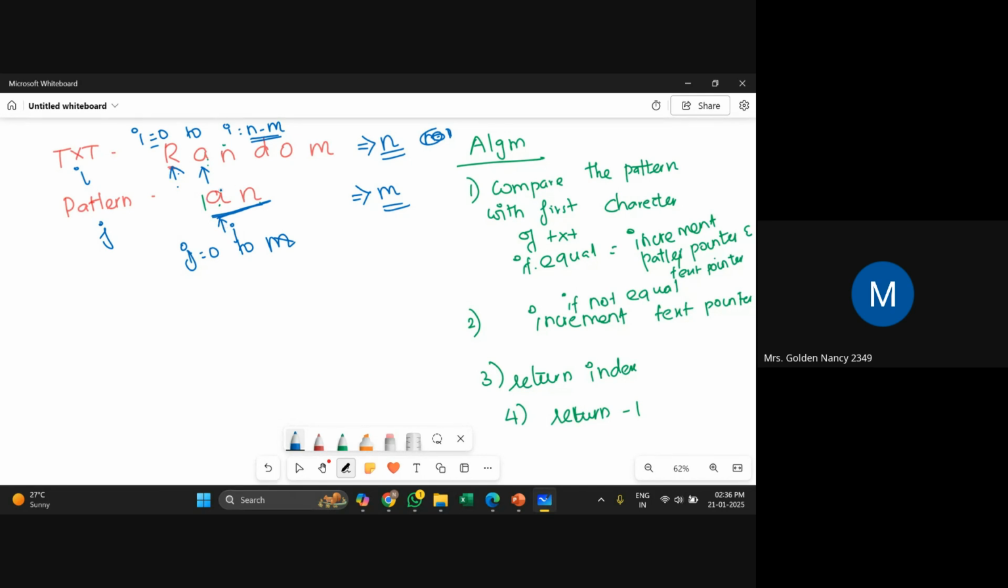So you are not only comparing one element. For j equal to 0, it is 'a', and you are comparing 'a' with i equal to 1, which is also 'a'. So you are comparing 'a' and 'a' here. They are equal, so increment j.